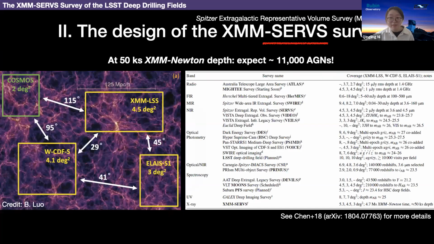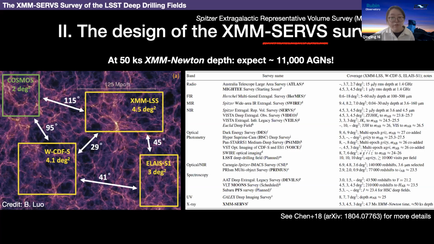So with all these in mind, we designed the XMM-SERVS survey, which observed the 12 degrees squared Spitzer Extragalactic Representative Volume Survey. This is a 12 degrees squared region represented by these yellow squares here inside the 3 LSST deep drilling fields. Aligning the X-ray footprints with this SERVS area is not only because it's economical to observe a smaller region. It's also because the SERVS area has the best multi-wavelength coverage inside the LSST footprint at that time.